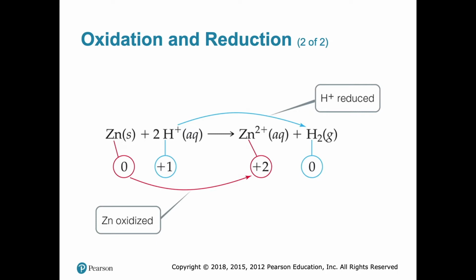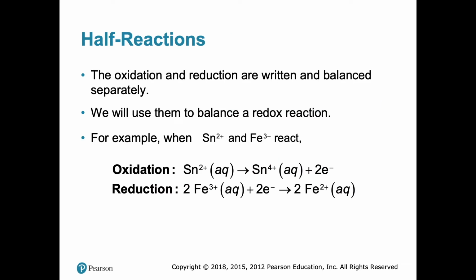So back in Gen Chem 1, we did this thing called balancing chemical equations. You all recall balancing chemical equations, right? Well, now we're going to have to do what we call balancing redox equations, oxidation reduction equations, and they're a little bit more complicated, just a tiny bit. When we want to balance an oxidation reduction reaction, we have to use what we call half reactions. In an oxidation reduction, they're written balanced separately, and we will use them to balance a redox reaction.